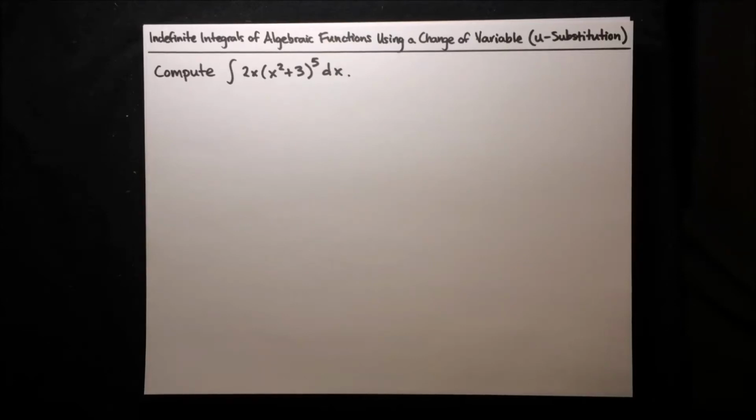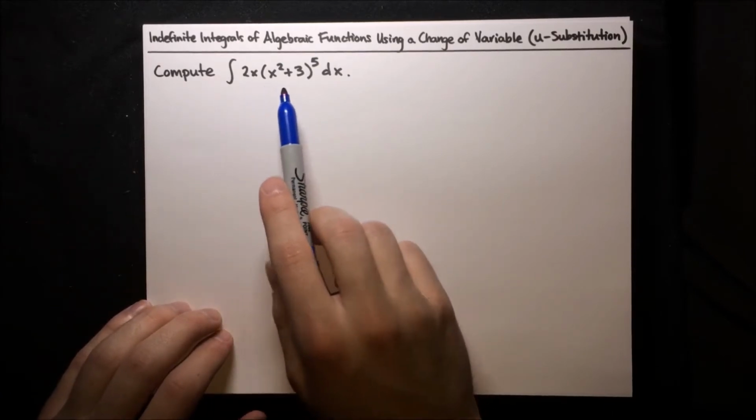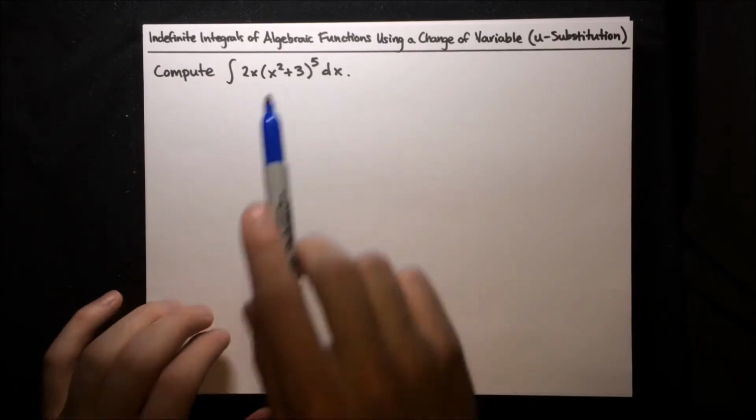In this video, I'm going to show you how to compute indefinite integrals of algebraic functions using a change of variable, also known as u-substitution. So here we've got an integral. We want to compute the integral of 2x times the quantity x squared plus 3 to the 5th power.